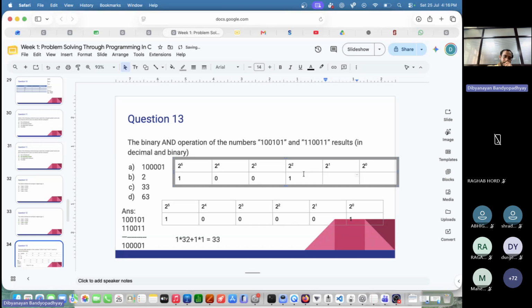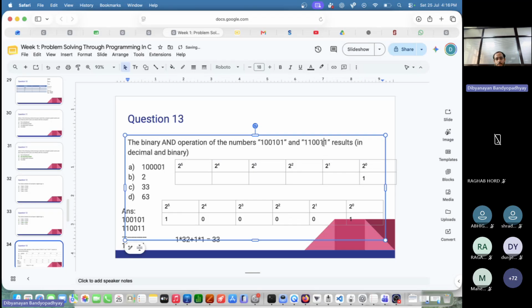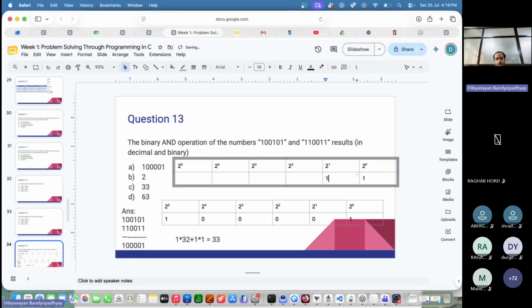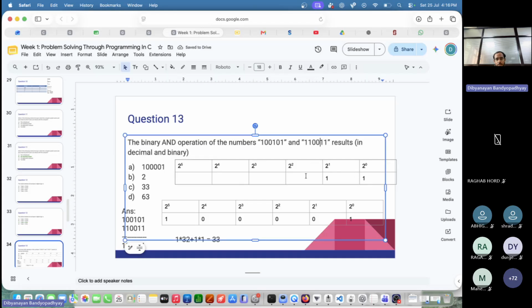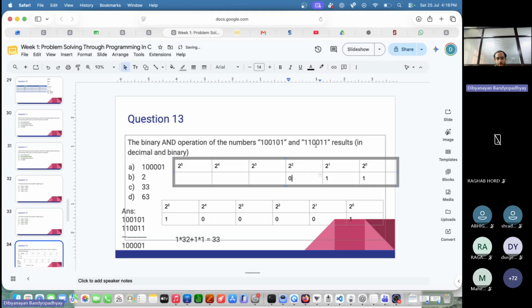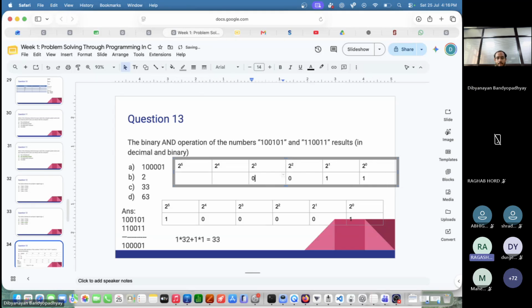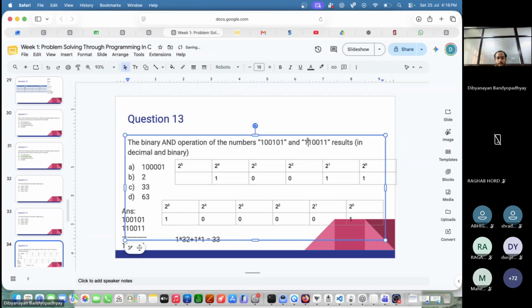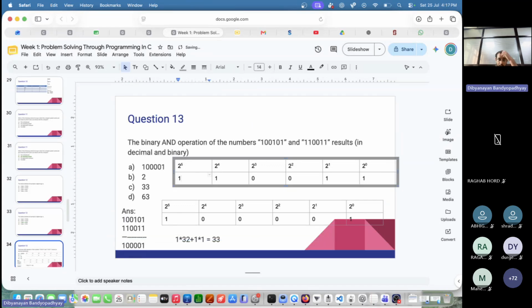Yes, sir. Yeah, let's do the exercise for another number, this number, then we'll see what is the value. So 110011. So let's again start from the right hand side. The right hand side value of 2 to the power 0 is 1 here. This is also 1. See the cursor. I am in this position. This is 0. Answer will be 51, sir. Yeah, let me check. Yeah, correct, I think.